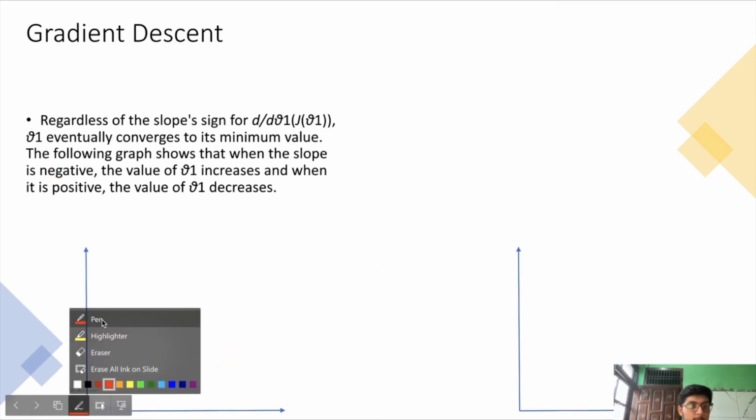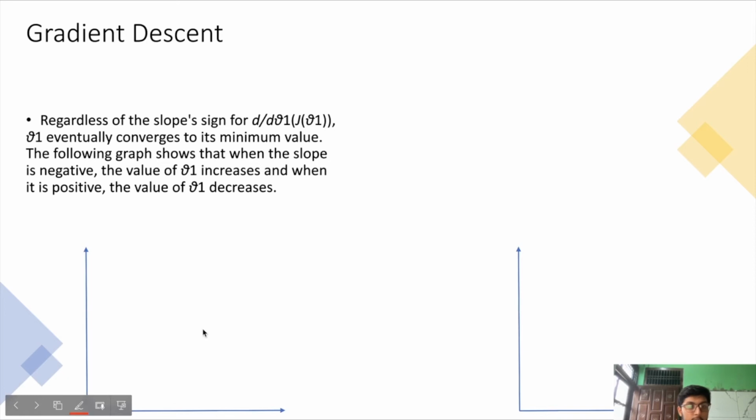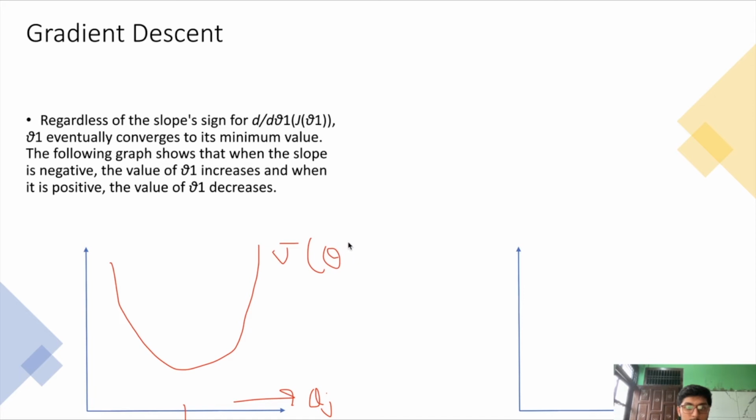I hope you all have understood. I will make a graph so that you can understand. This axis is for theta j, this graph is of J of theta, and the upward portion represents J of theta. So our value will be first here, then here, then here, and finally here. We do not have to worry.